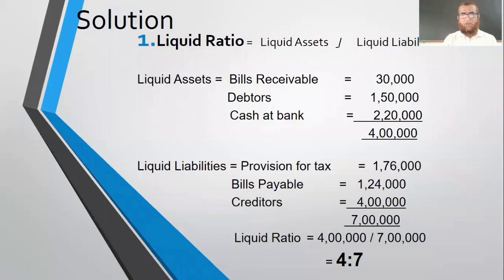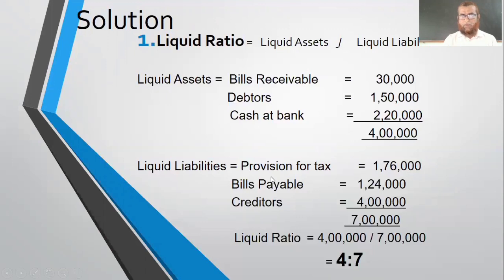First one is liquid ratio. The formula for liquid ratio is liquid assets divided by liquid liabilities. Liquid assets includes all the current assets except stock. Mainly the stock is excluded here. Here in this problem we have bills receivable 30,000, debtors 1,50,000, cash at bank 2,20,000. Total of current liquid assets is 4 lakh.